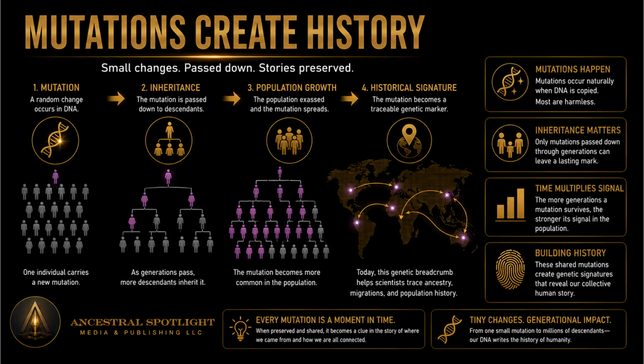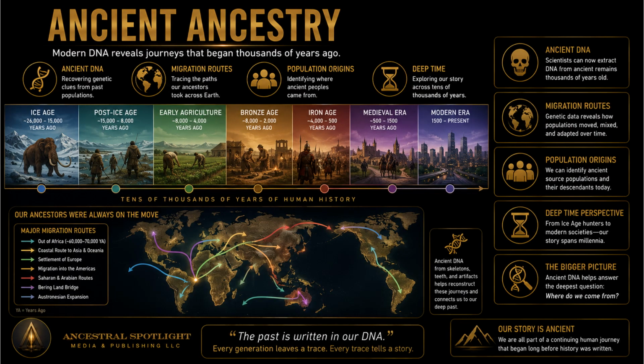Mutations occur naturally. Most are harmless. When a mutation survives through many generations, it becomes a genetic breadcrumb. Over time, these breadcrumbs help scientists reconstruct migration patterns and population histories. Modern DNA can reveal connections far older than traditional genealogy. Ancient DNA studies help identify population movements that occurred thousands of years before written records existed.